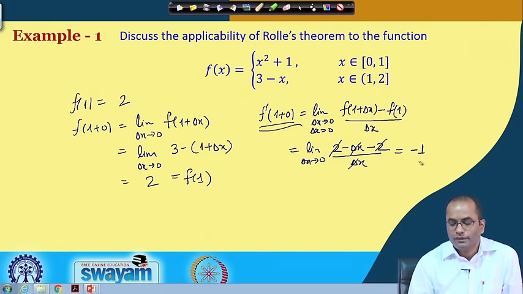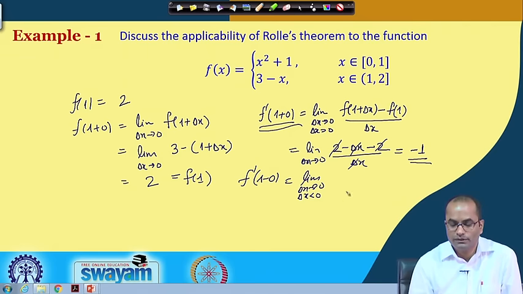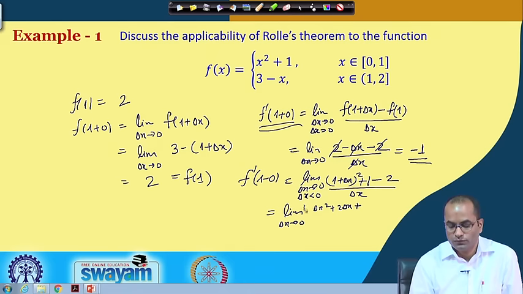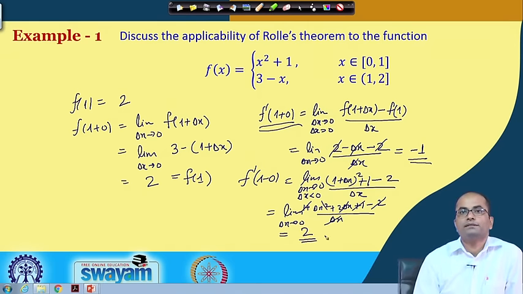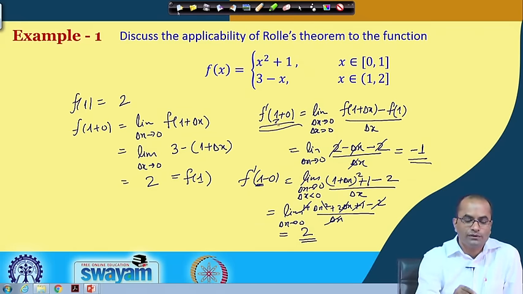So, the right derivative is minus 1, and the left derivative f 1 minus 0 is the limit as delta x goes to 0 with delta x negative. In this case f 1 plus delta x will be computed from here: 1 plus delta x whole square plus 1 minus f 1, which is 2, divided by delta x. As delta x goes to 0, you get 1 plus 2 delta x plus delta x square plus 1 minus 2, so the constants cancel out, and this will come as 2. So, the left derivative is 2 and the right derivative is minus 1. So, the function is not differentiable at the point 1. Therefore, Rolle's theorem is not applicable in this case.